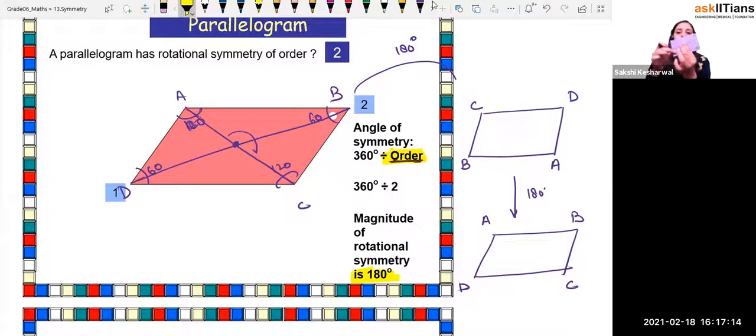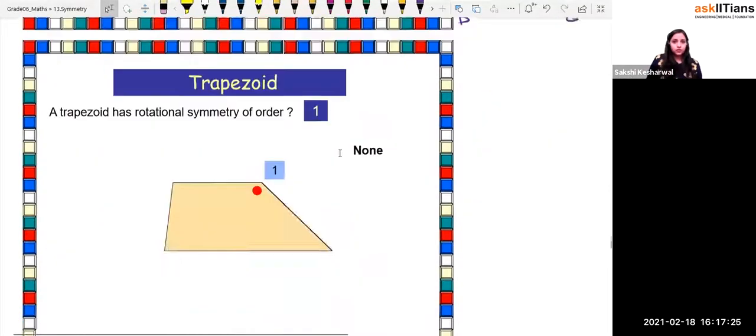If I've done a rotation, so what happened? You will get C over here, D over here, A over here, B over here. Now again, I did the rotation to get 180 degrees. So this is known as what? Order of rotation, right? Now just see over here, the trapezoid.